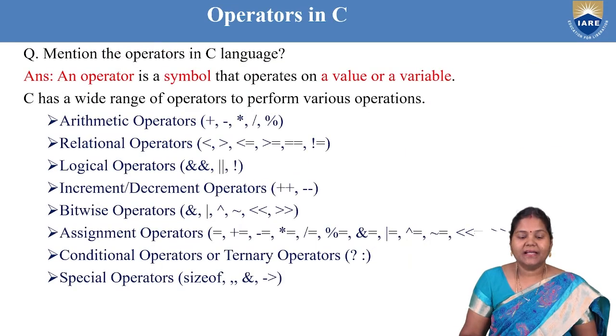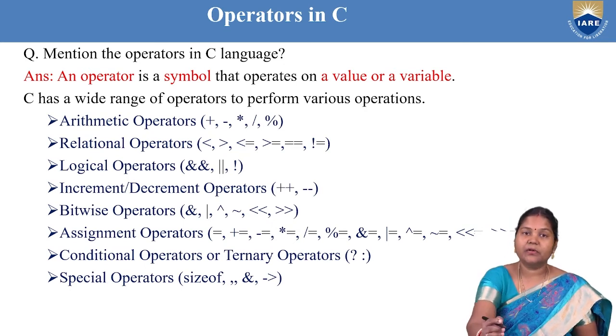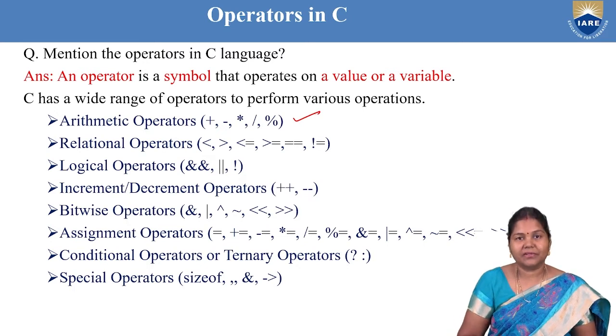Next question is regarding the operators in C language. What are the operators in C language? First, what do you mean by an operator? An operator is a symbol that operates on a value or a variable. C has a wide range of operators to do various operations. The first category is called arithmetic operators. There are 5 arithmetic operators available: plus, minus, multiplication, division and modulus.